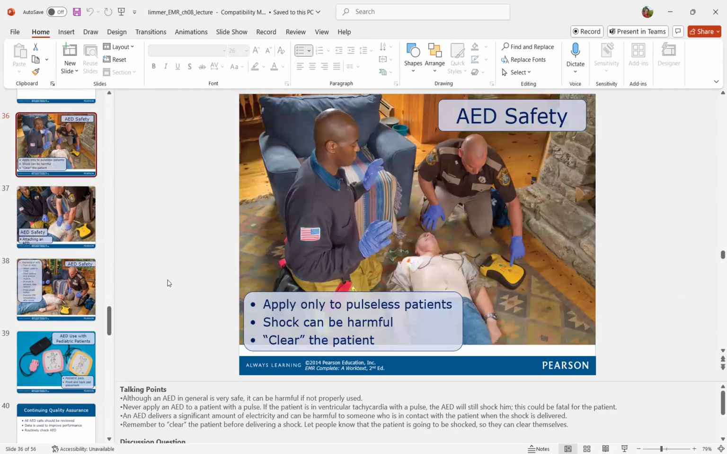Safety: these are generally safe, but can harm people if they're touching the patient. We're never going to apply an AED on a patient with a pulse. If the patient is in ventricular tachycardia with a pulse, the AED may shock them, and that can be fatal. So if they have a pulse, we're not going to put this on them yet. We'll have it on standby. An AED delivers a significant amount of electricity, usually around 200 joules, and can be harmful to someone in contact with the patient when they're shocked. So if we're using these, we want to make sure that the person running it is clearing the patient, making sure nobody's touching the patient as they hit that shock button.